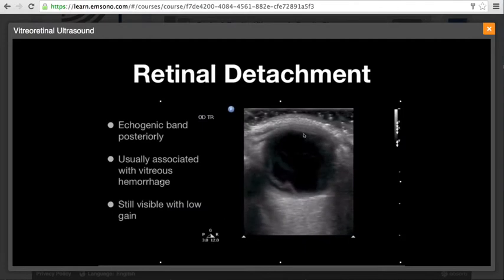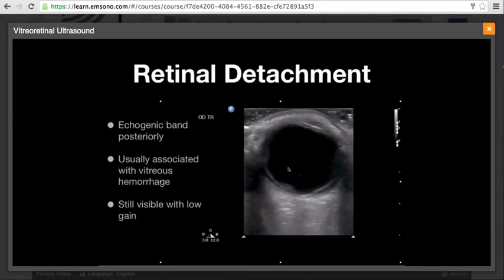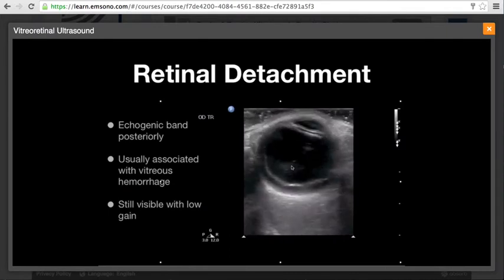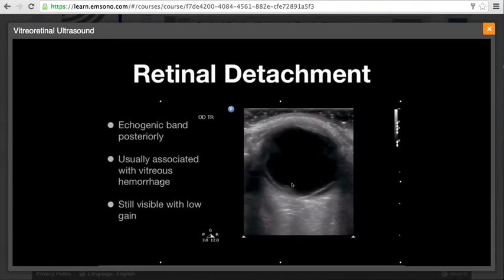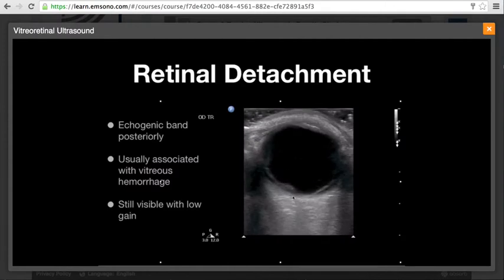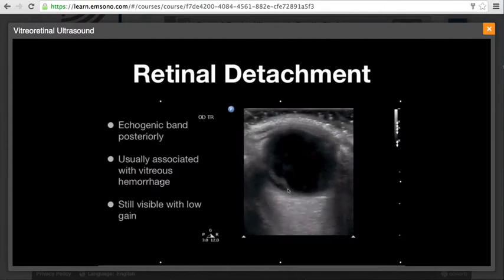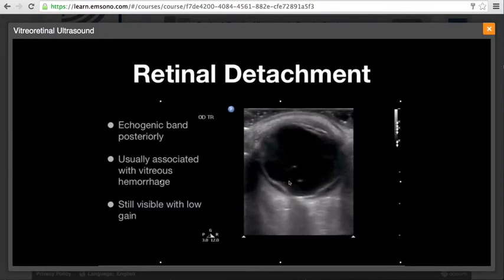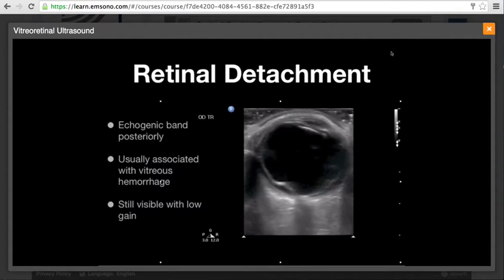Okay, now here we have a patient with a retinal detachment. You can see that there's a thick echogenic band posteriorly. You can see that there's vitreous hemorrhage present. And you can see that the detachment is attached posteriorly to the optic disc. And on this patient, even if we turned the gain down to a lower setting, this echogenic band was still present. This is a patient with a retinal detachment.